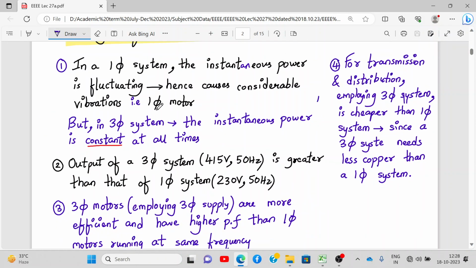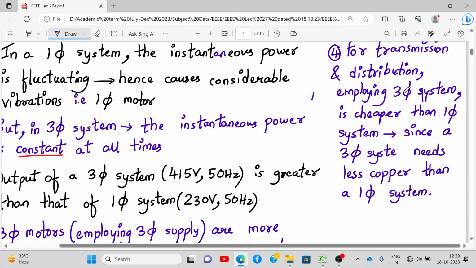Yeah, so in transmission and distribution, the three-phase system is cheaper than the single-phase system because a three-phase system will require less copper than a single-phase system. I'll explain how later on.